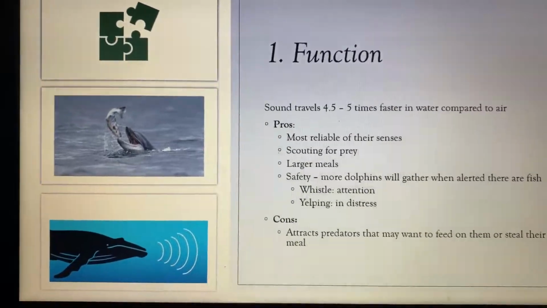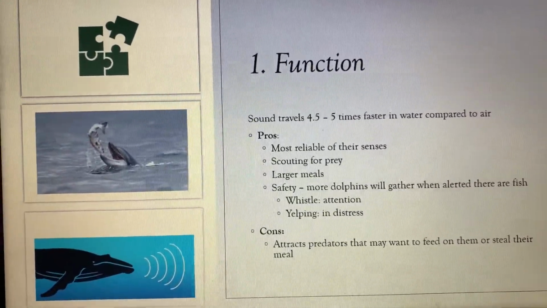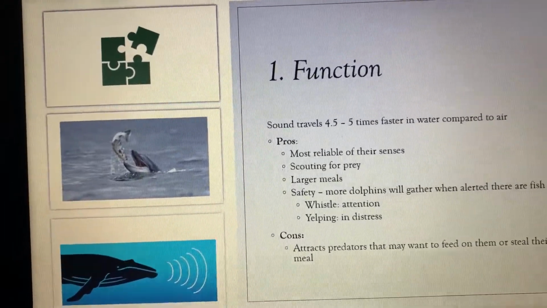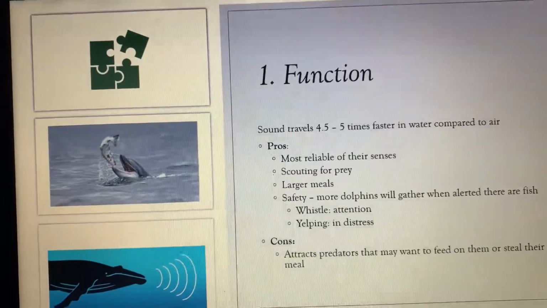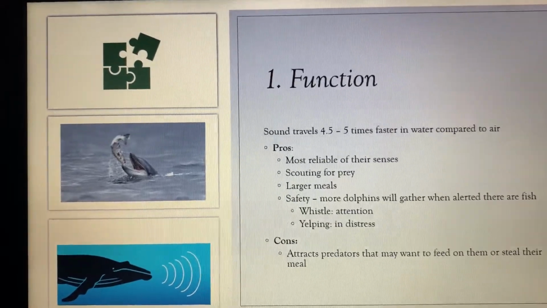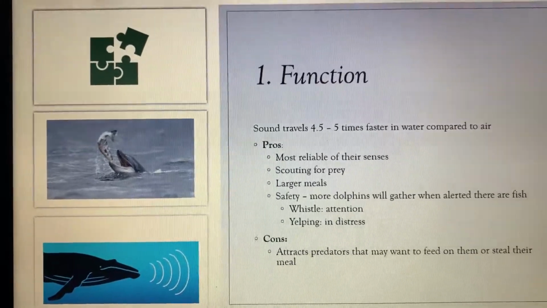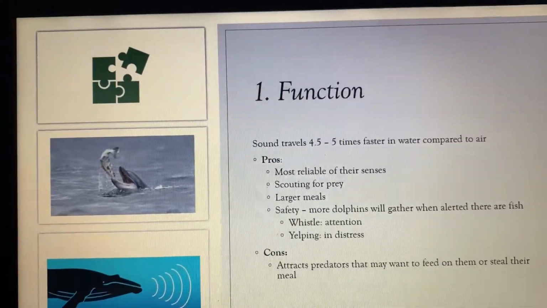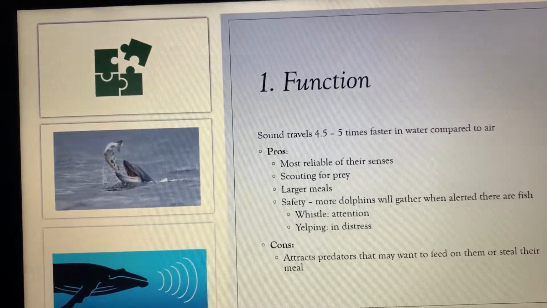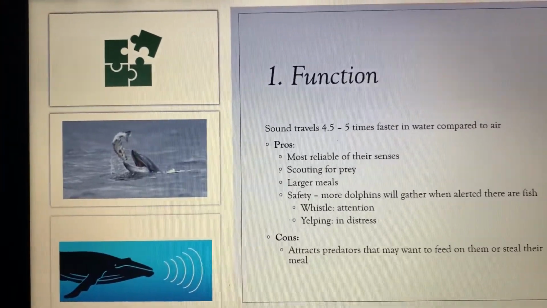Larger meals. Larger meals come into play because, as I mentioned earlier, dolphins travel in pods. And being that there are more dolphins, they can scope out more areas and essentially gather up a school of fish. There is enough of them to catch all of the fish. Safety. More dolphins means that they have to whistle for attention. Now this whistle is not anything that they're in harm. It's just to let them know where they're at. Like I said, if they got lost or if they just need to find food or anything like that.